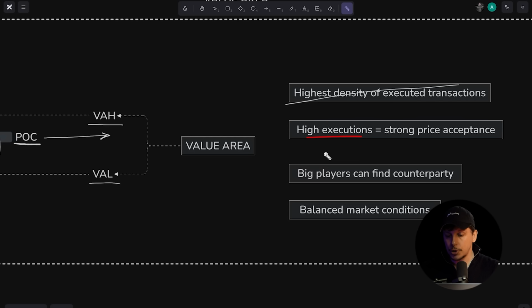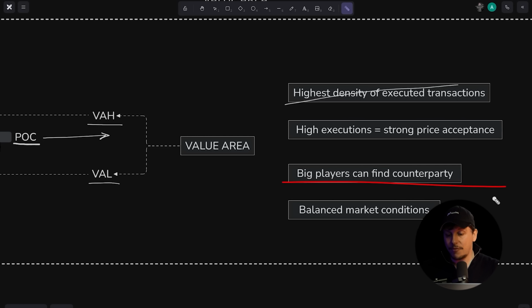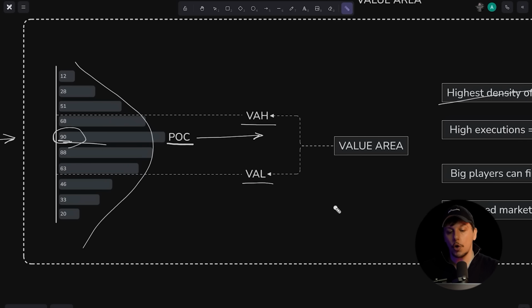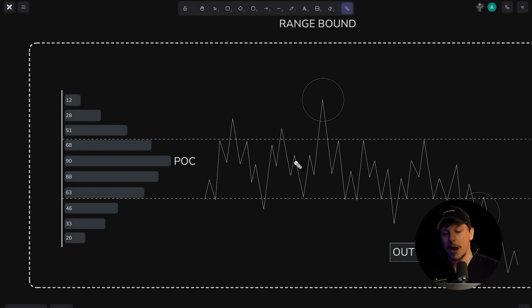And high execution means strong price acceptance. So institutions are really happy to transact in this area, and big players can find a counterparty. This is the so-called balance market condition. Now, going on, this type of market can be traded with multiple strategies, usually strategies that fade the top and the bottom using order flow. And this market takes the name of range bound, or compression, or consolidation, and is the driver of the trend that is coming after.